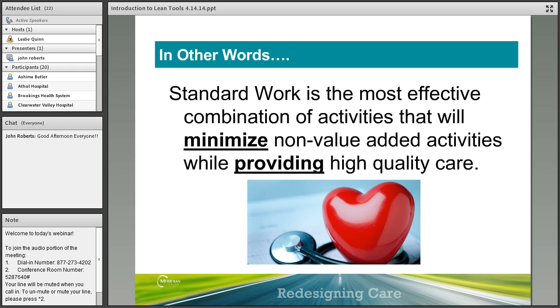So I don't seem to be able to get back up. So let me finish off with standard work here.